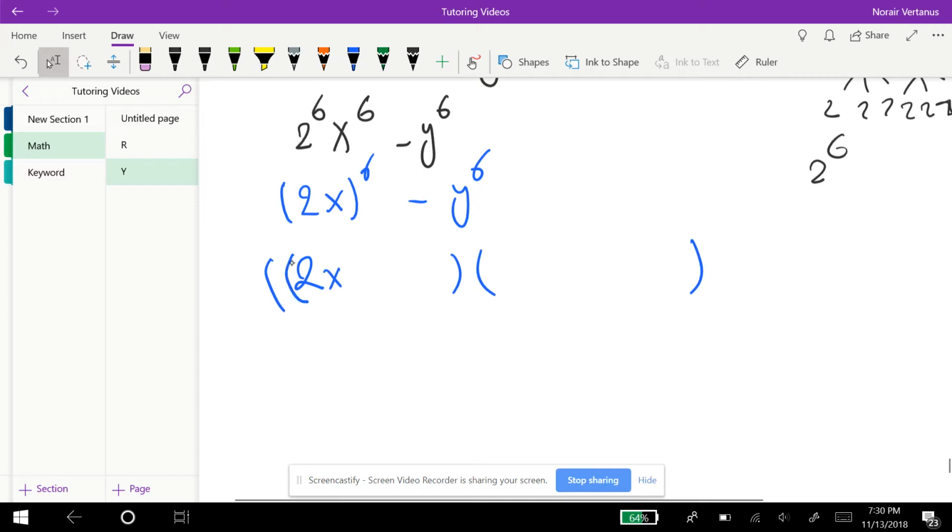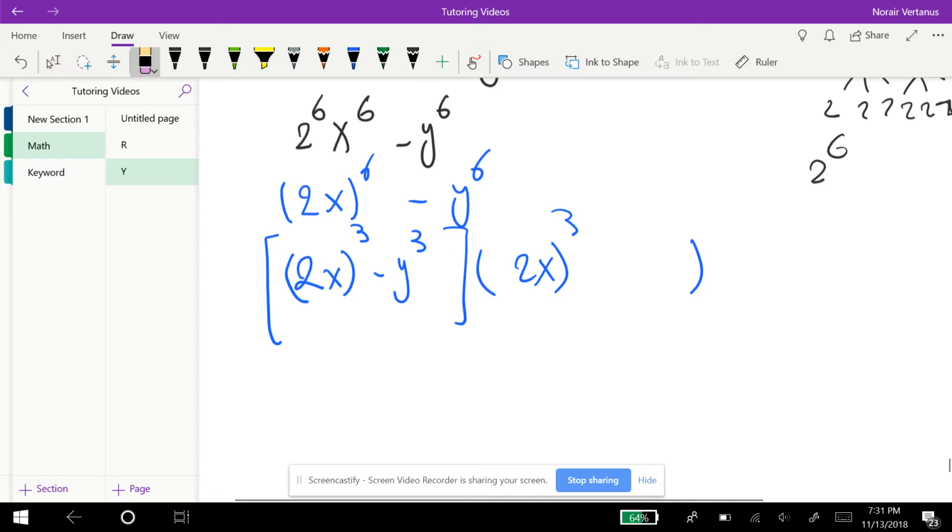It's going to be 2x, all of that to the 3rd power. Since I'm using that, I'm going to make a bracket, nice, like that. That's going to be 2x to the 3rd minus y to the 3rd, times 2x to the 3rd plus y to the 3rd, with another bracket. So when you have a higher power like this, you just have to divide the power by 2.